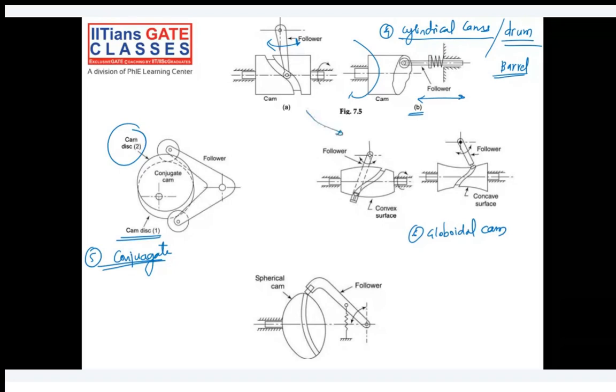And our follower is oscillating as it is fixed in the grooves which are made on the circumference of these convex and concave surfaces. In those cases, we call it a globoidal cam. It's more or less the same as the cylindrical cam, which we have studied before, but here the shape is either convex or concave. And the last one is the spherical cam.